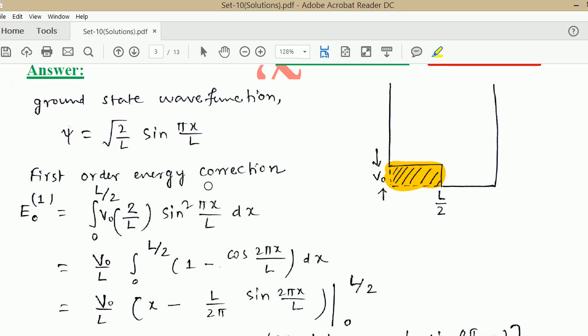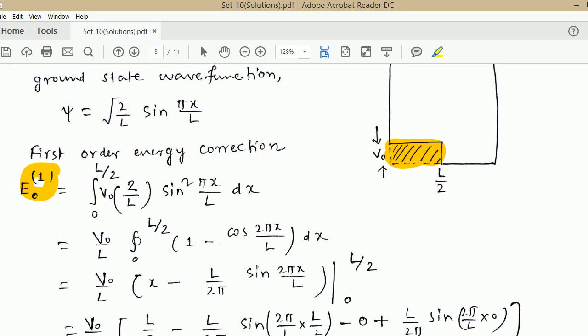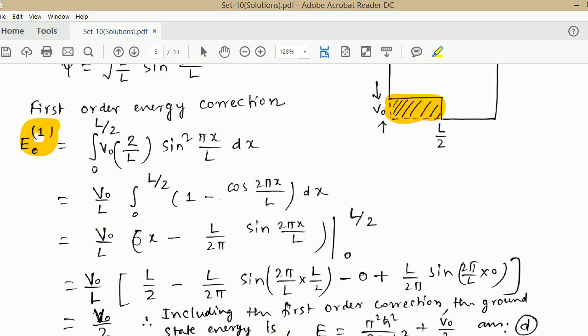The first order energy correction term. So what does it mean, this term? E0 means ground state energy and this 1 means first order correction. So integral 0 to L by 2 psi star psi dx. Psi star psi means 2 by L sin square pi x by L, and V naught is the perturbing term, which is multiplied here. This is the formula. As you can see, this is the formula for first order correction for non-degenerate perturbation theory.